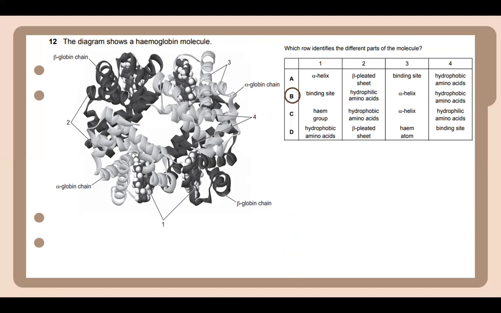1 is referring to the binding site. 2 is hydrophilic amino acids. 3 is alpha helix. And number 4 is hydrophobic amino acids.